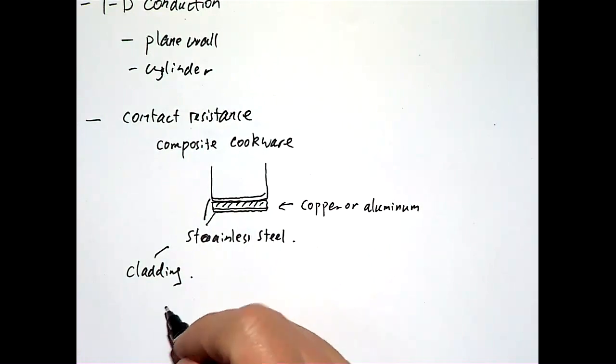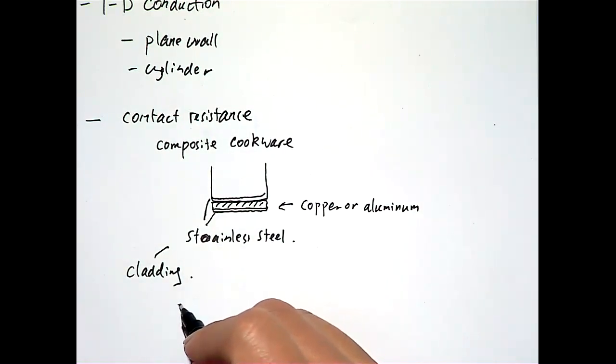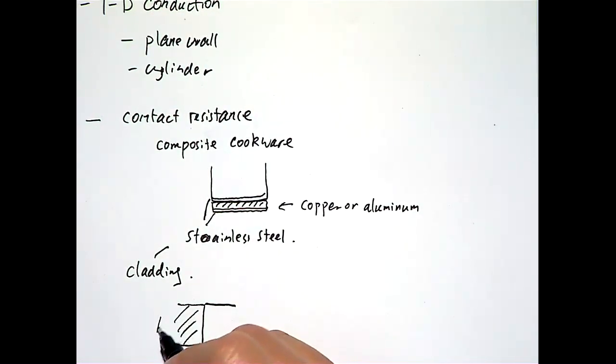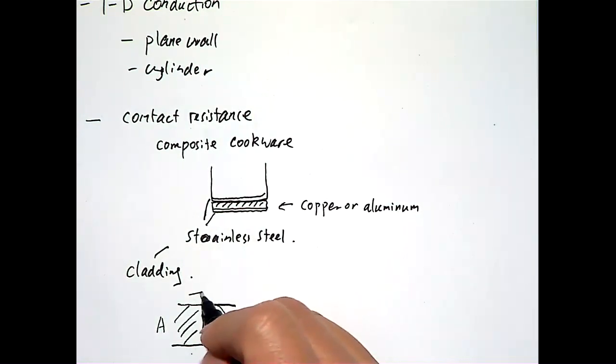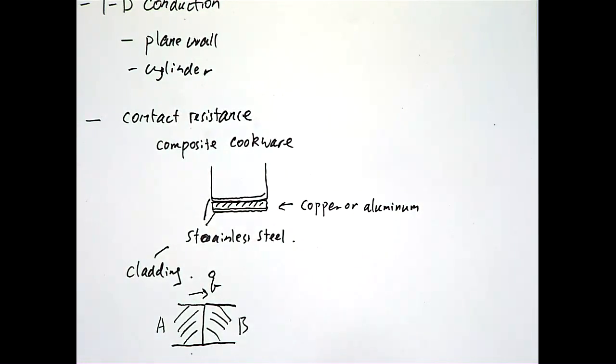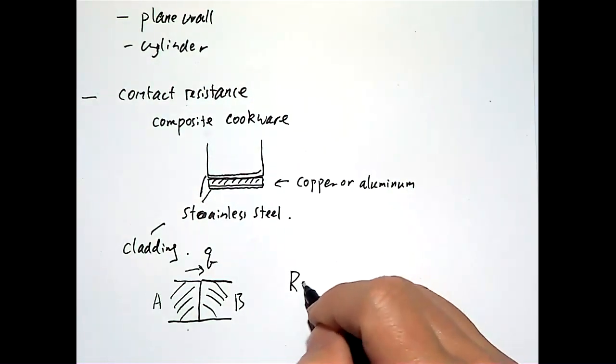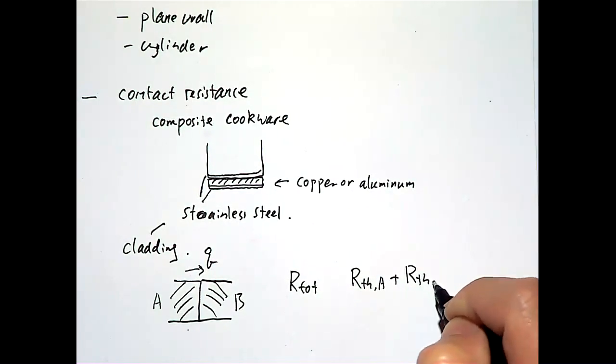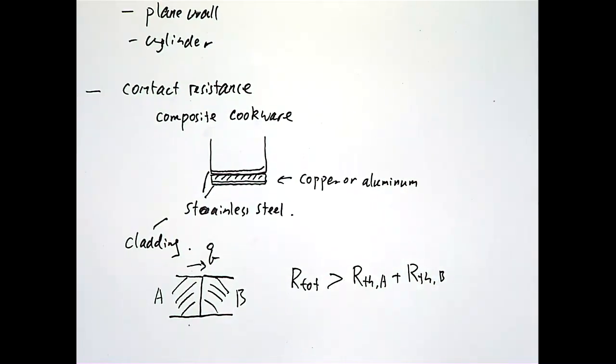And if you measure the thermal resistance across it, for example, if I draw a case like this, just in a horizontal way, you have A here, you have B there, and the heat conducting through it. Often you find that the total thermal resistance, which is supposed to be the sum of A and B, is often not. Often the total resistance is larger than the sum of these two. Consider that A and B generally are pretty good conductors, but you have certain things happening there which give you a larger resistance than you would prefer.